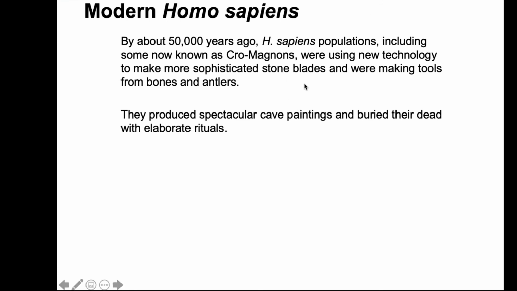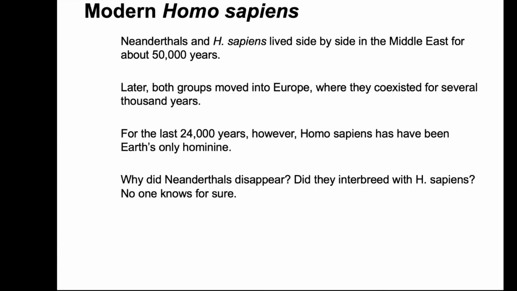About 50,000 years ago, Homo sapiens populations, including some known as Cro-Magnons, a subspecies of humans, were using new technology like sophisticated stone blades, and they were making tools from bones and antlers. And we have some cave paintings of them, and they buried their dead in more elaborate rituals than just burying them. So Neanderthals and Homo sapiens lived side by side.